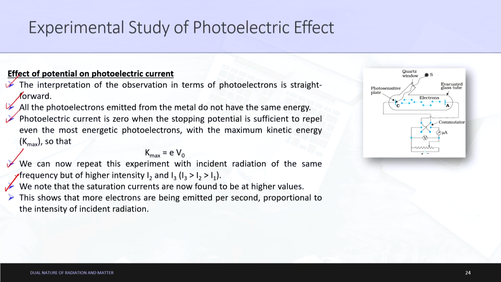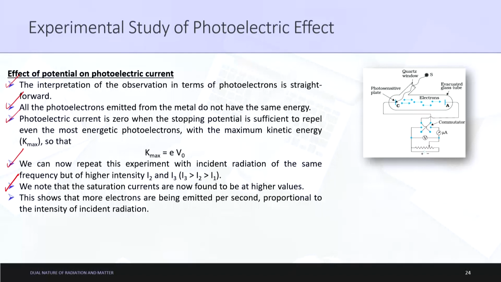How was saturation current being calculated? Saturation current was calculated by increasing the potential difference until we found a potential difference at which, even after increasing the potential in the positive direction, the current stays constant. That current is called saturation current. But this saturation current also changes with the increase in intensity. It increases in this sequence. This shows that more electrons are being emitted per second, proportional to the intensity of incident radiation. As the intensity increases, the number of photoelectrons emitted per second increases, and hence the value of saturation current also increases.